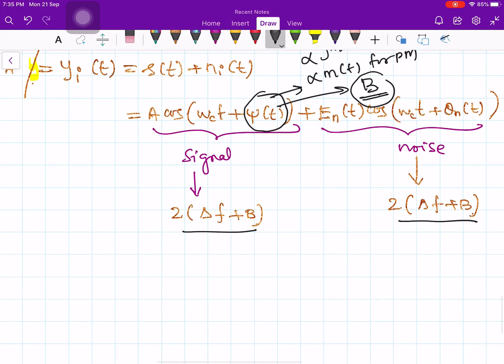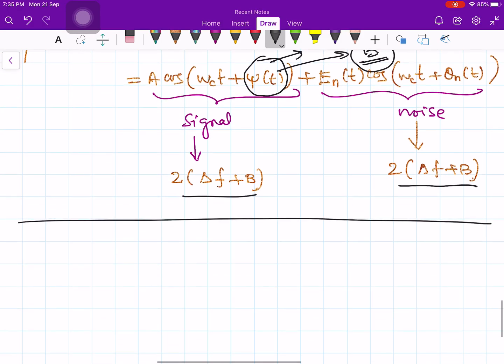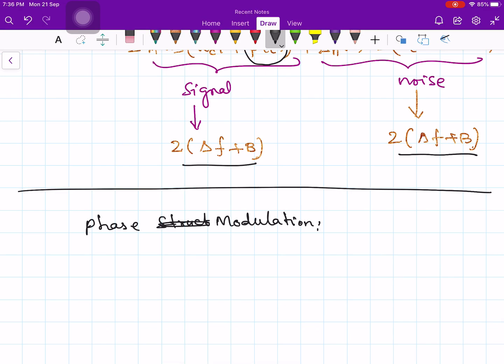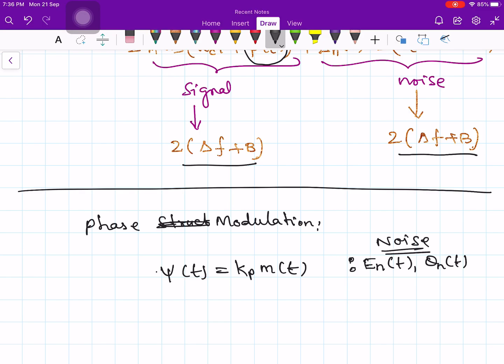Now let us talk about phase modulation. Same structure. Phase modulation. But here psi of t is simply equal to Kp times m of t. That is the only difference. Noise is remaining the same. The noise again has the envelope En of t and theta n of t. As far as noise is concerned, no change. But as far as the signal is concerned, only psi of t is replaced by Kp times m of t.